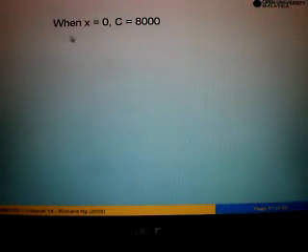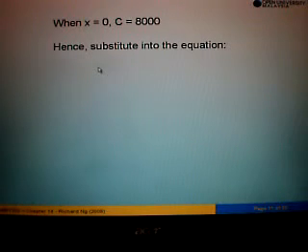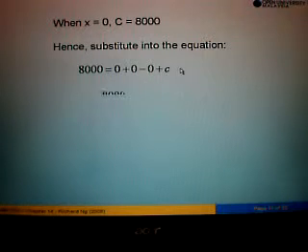Alright, so remember, when the quantity is zero, when there's no production, the company still has to pay the fixed cost. Therefore, when x is equal to 0, the cost is 8,000. So we substitute into the equation just now. We will get 8,000 equals 0 plus 0 minus 0 plus C. Therefore, C is 8,000.